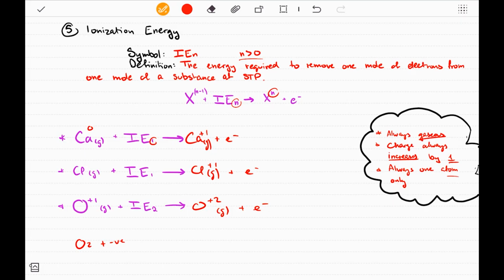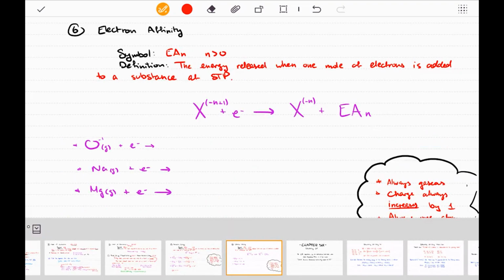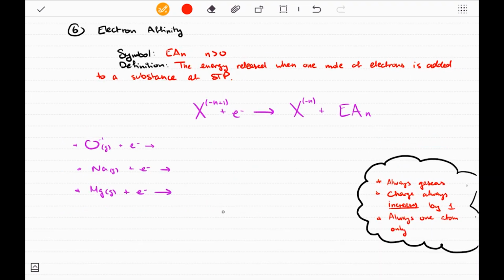The 6th energy I'm going to mention is electron affinity, which is essentially the opposite of ionization energy. We represent it by EA, again with subscript n, where n is greater than 0. This is the energy released when 1 mole of electrons is added. This is the opposite: ionization energy is usually endothermic, usually positive, while this over here is going to be negative because we're releasing energy. So once again, the equation looks like this. Again, it looks complicated, which is why I'm going to be solving a few examples.